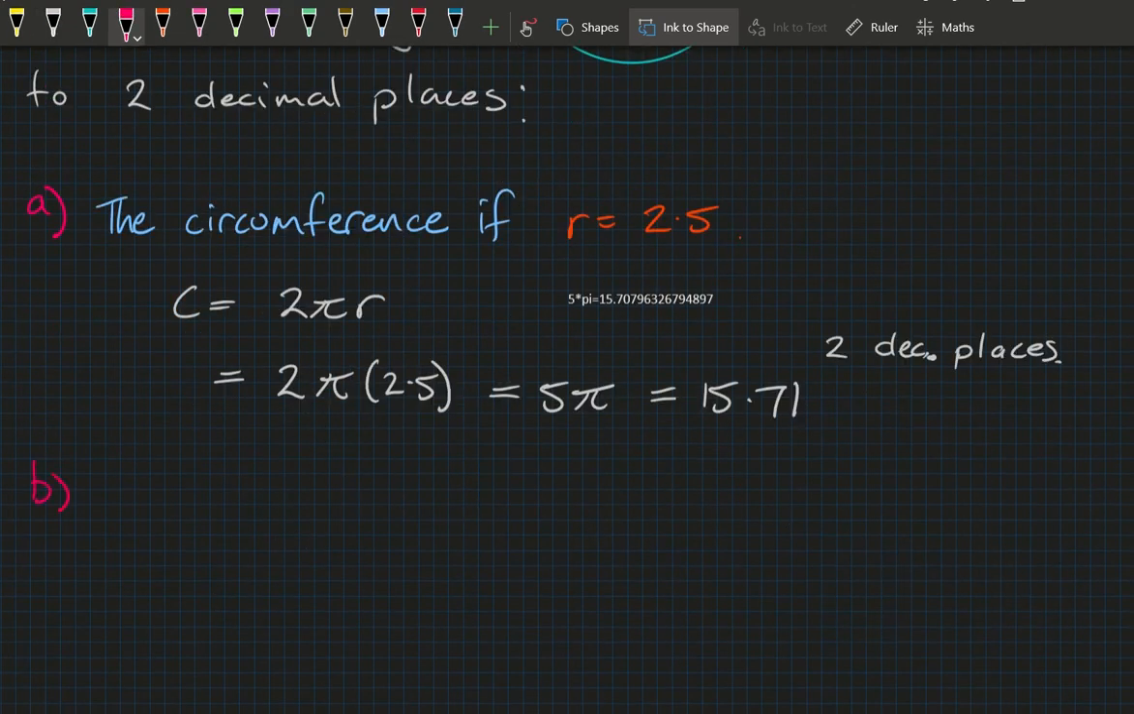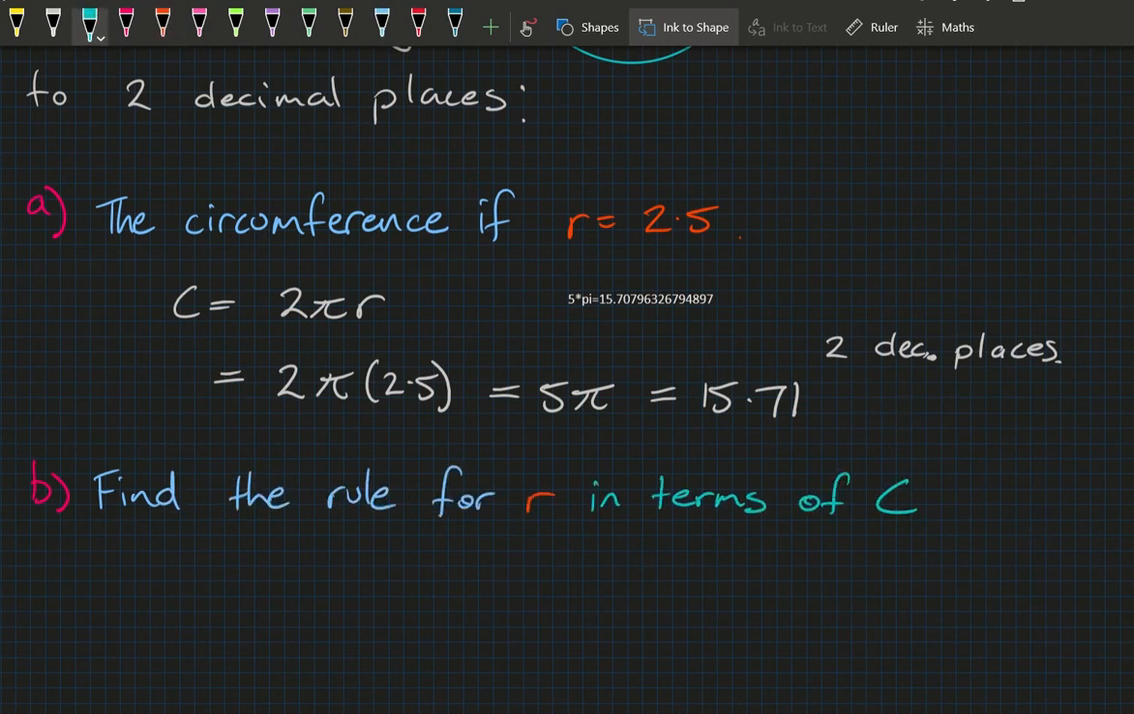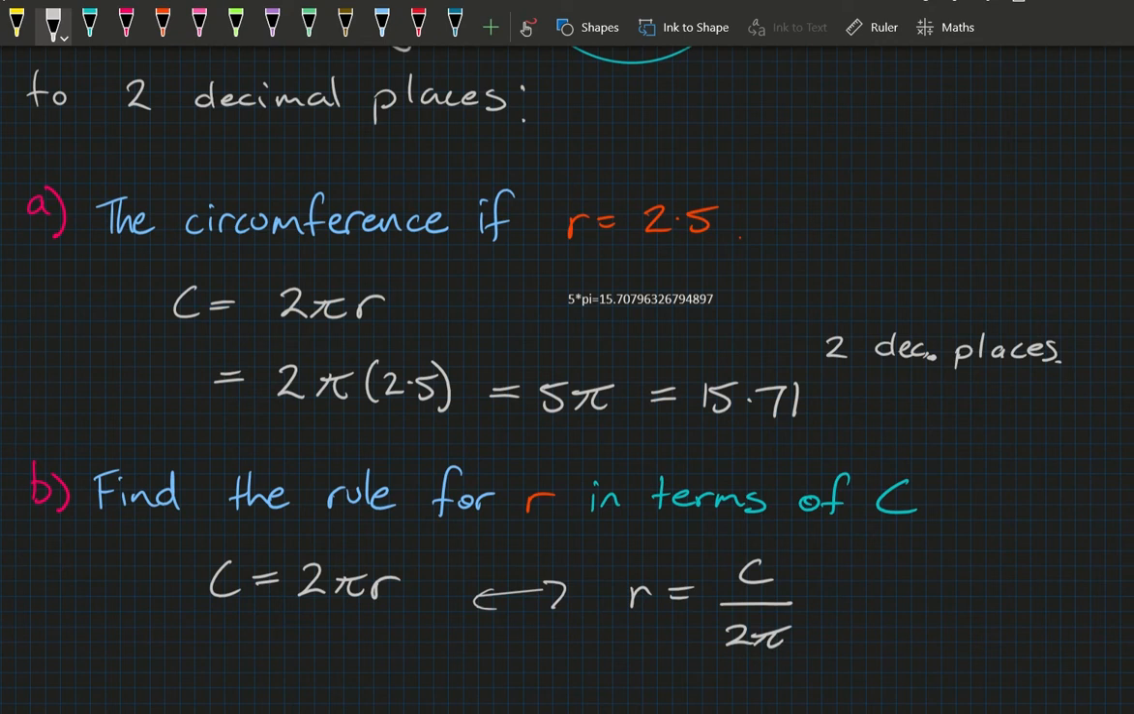Let's move on to part B, where we need to find the rule for r in terms of c. So this is just basically asking us to solve that equation for r. In other words, manipulate what we know to find r on its own. So let's start off with the equation as we know it. C, the circumference, is equal to 2 pi r. And to get r on its own, I need to divide both sides by 2 pi. So that means that r is equal to c divided by 2 pi. Okay, that's all they wanted us to do there. So just solving for r.